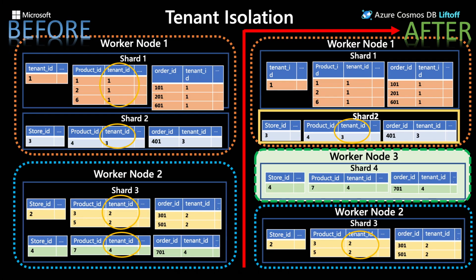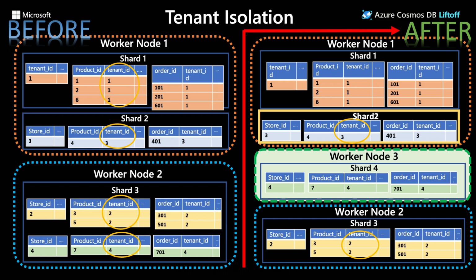So this is our second feature, which is tenant isolation. The left pane here shows the before state of our data placement, and the right half shows the data placement post doing the tenant isolation. In the current scenario, we have two worker nodes, two tenants each, and we are trying to isolate tenant ID 4, which is effectively the store 4 data, to a new node.